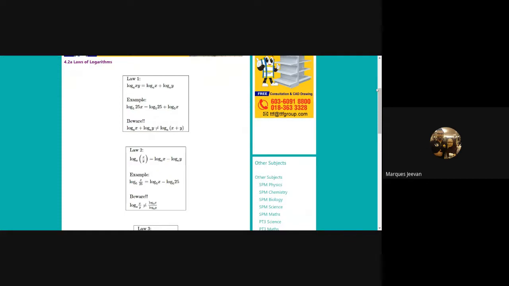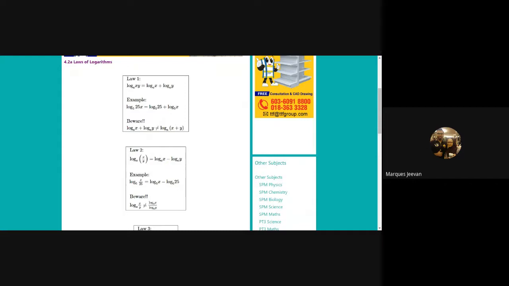Can you understand? So for law number one, it's usually plus, and for number two, it's always minus, for division. When you have multiplication, you separate it to become plus, one term plus the other. When it's division, you separate them to a subtraction expression, so log x minus log y. So one minus the other. That's all.